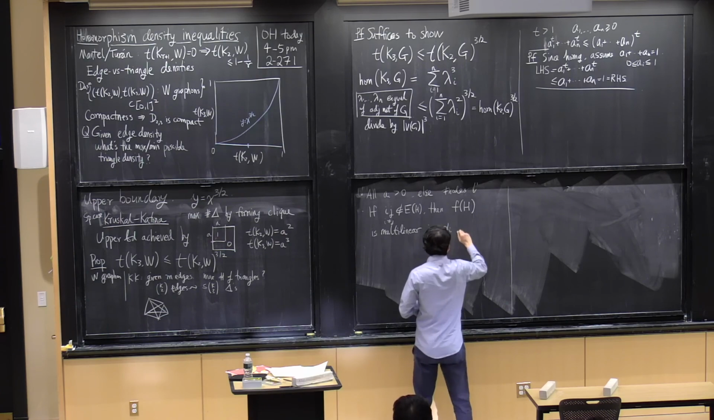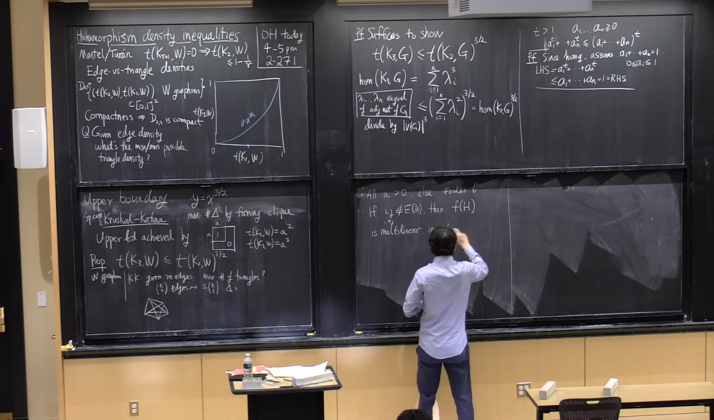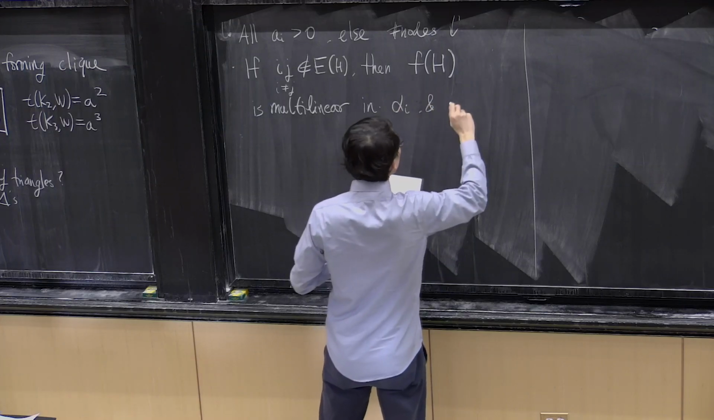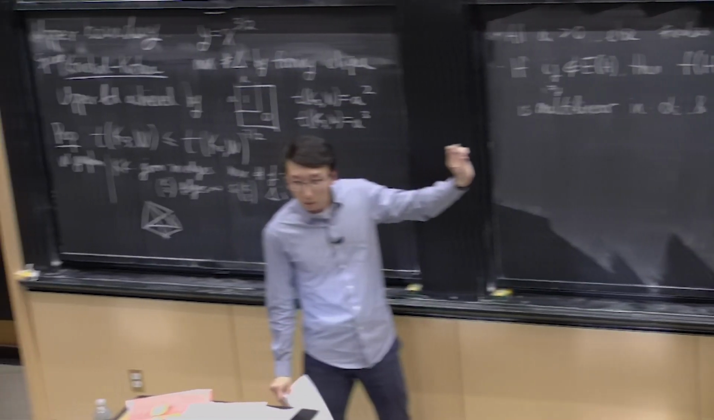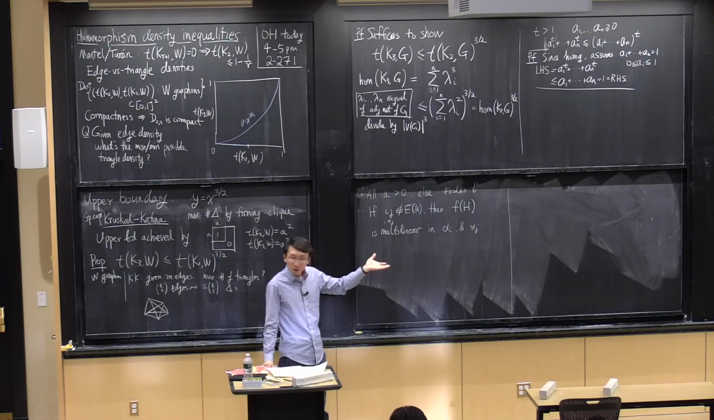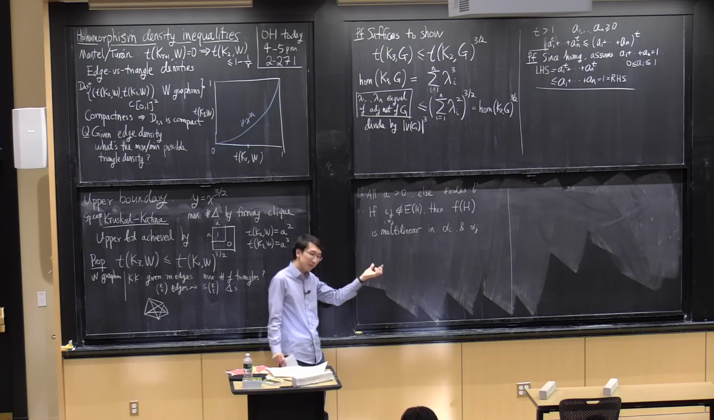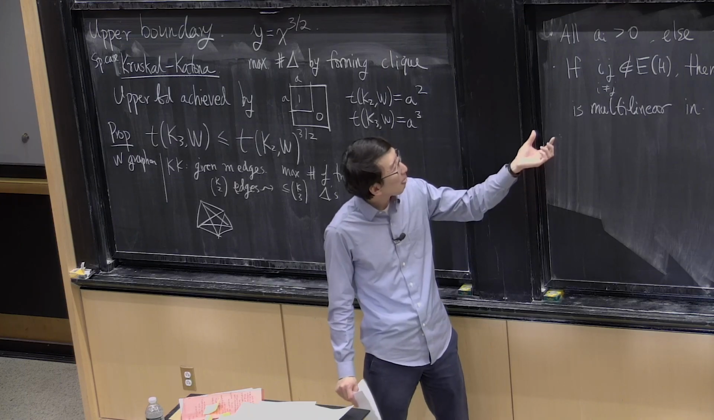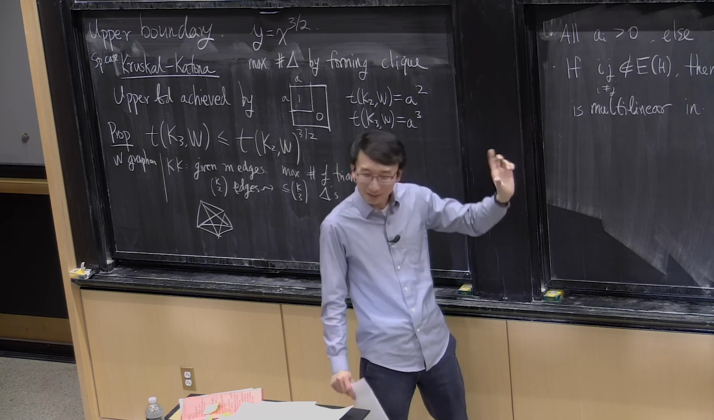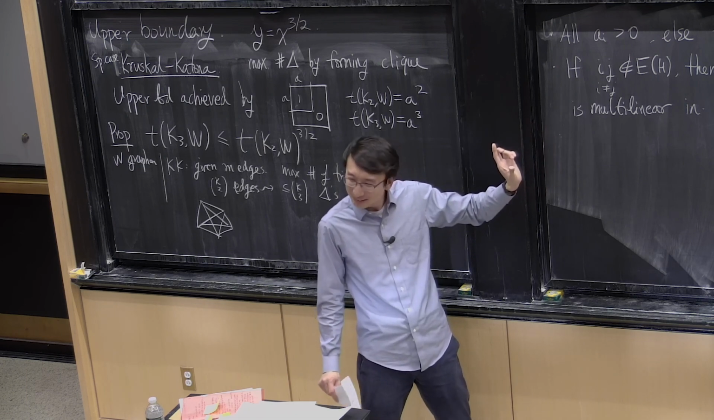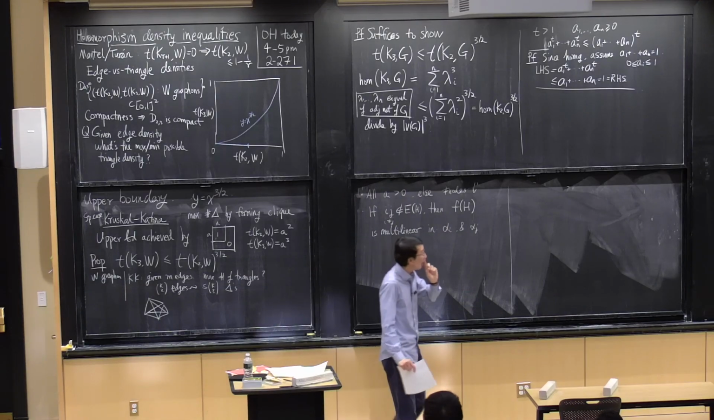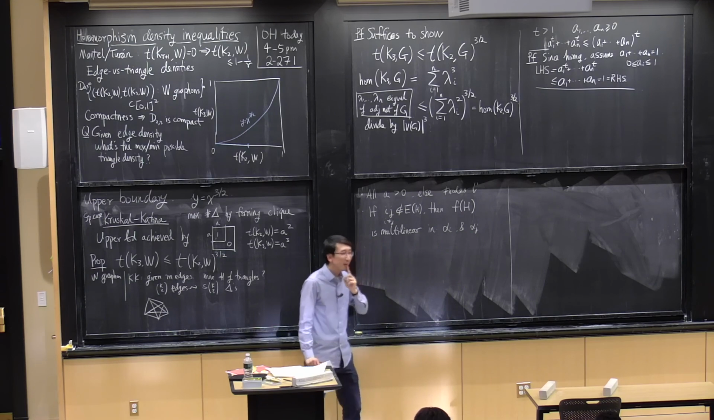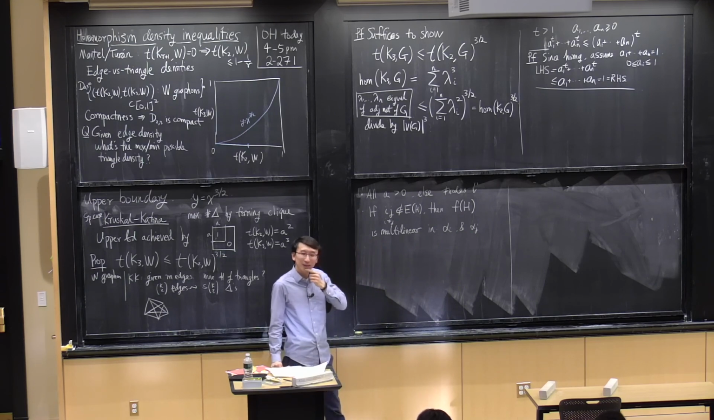It has to be multilinear, in particular in alpha i and alpha j. Okay, it's a polynomial, that should be clear. It is multilinear because, well, okay. Why is it multilinear? Why do I not have alpha i squared as a term?